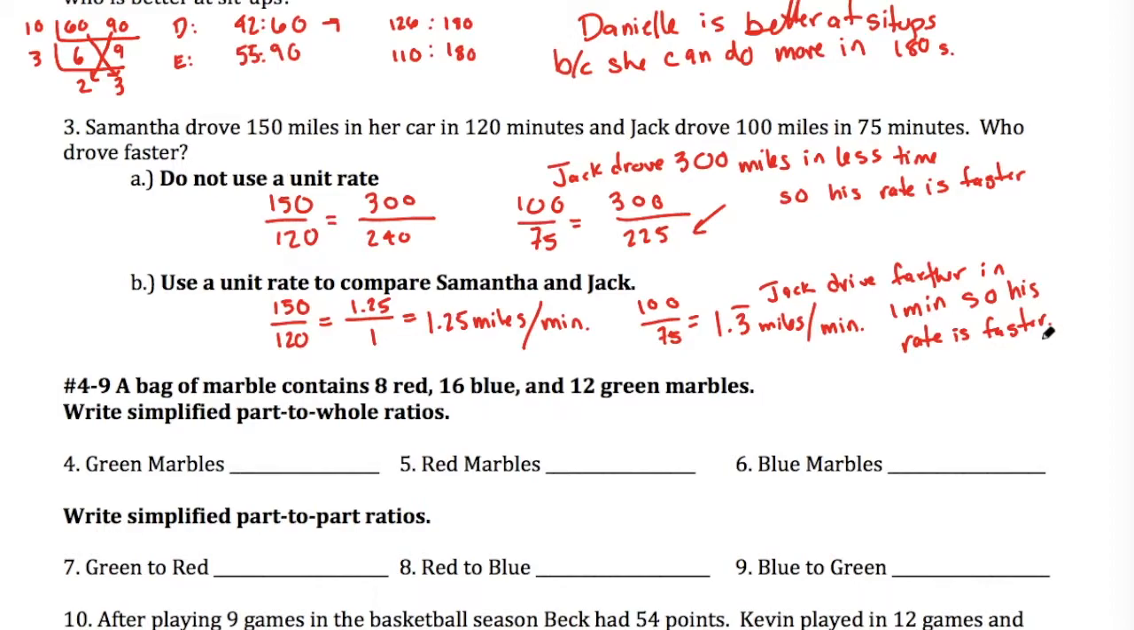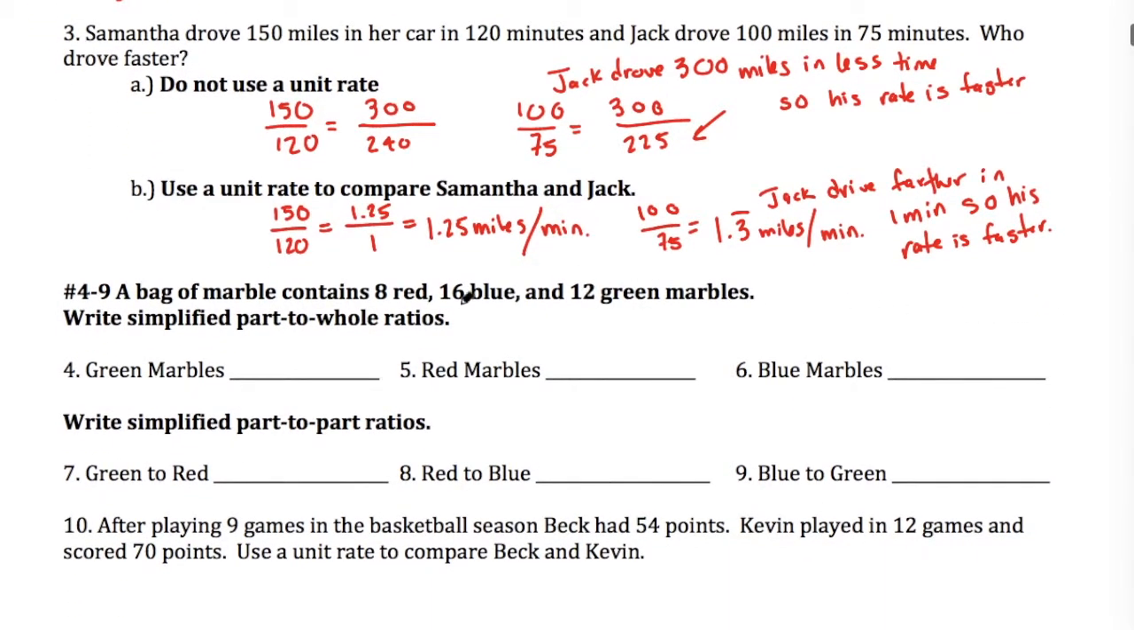Great. Okay, let's change gears a little bit. Let's talk a little bit just about writing ratios again. Here are some examples of what you might see. A bag of marbles contains 8 red, 16 blue, and 12 green marbles. Let's write a simplified part-to-whole ratio. First, let's start with the green marbles. So let's think about the whole here for a second. The whole here, we've got 8 red, 12 green, that's 20, 16 more. So there's a total of 36 marbles. Okay, 36 marbles. So for green, green starts off 12 to 36.